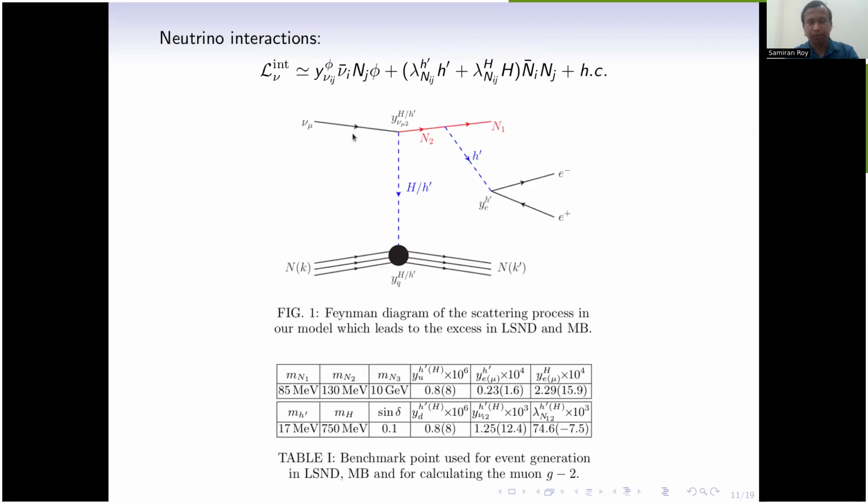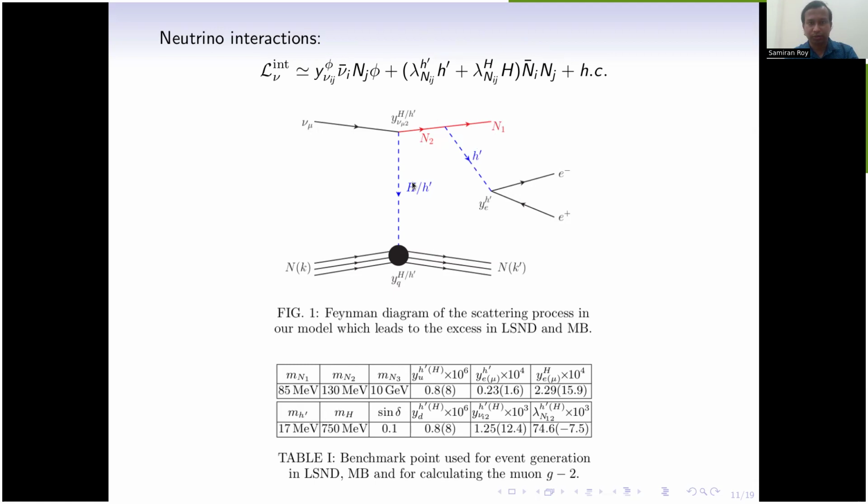So here is the Feynman diagram for the process. A neutrino comes in and produces N2 in the final state, and N2 decays to N1 and H prime, and this H prime decays promptly to an e+ e- pair. The masses and the other parameters are given in this table.